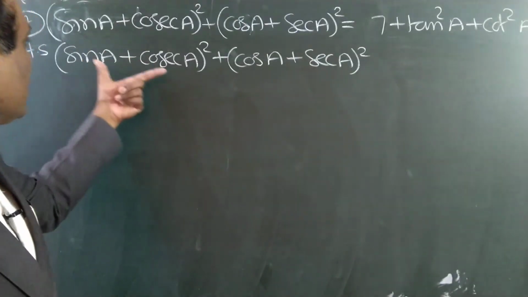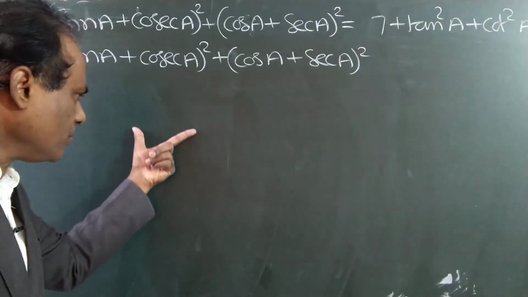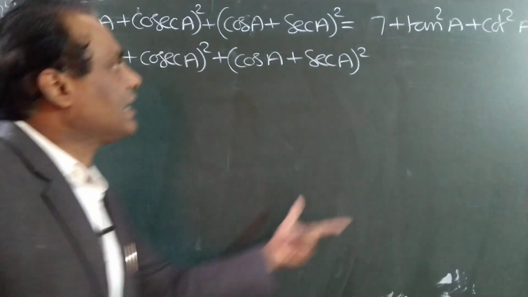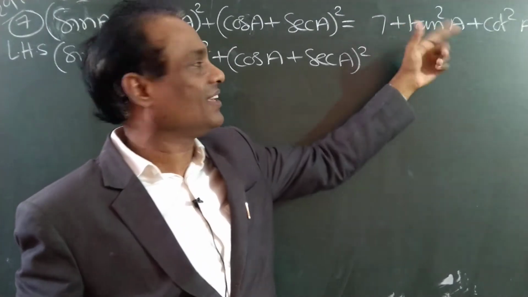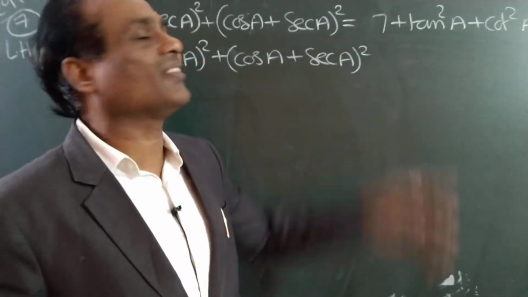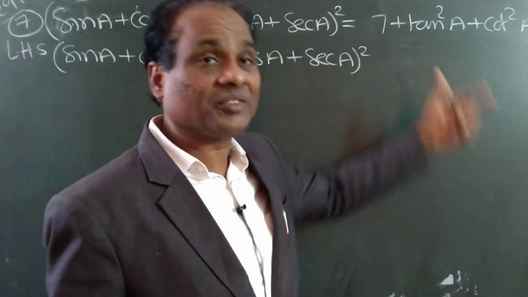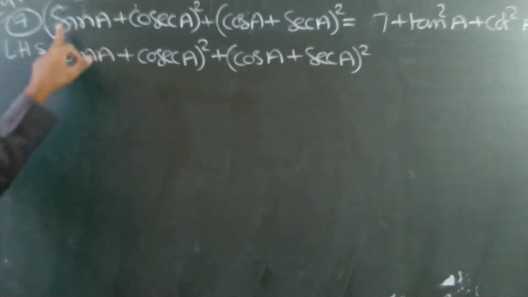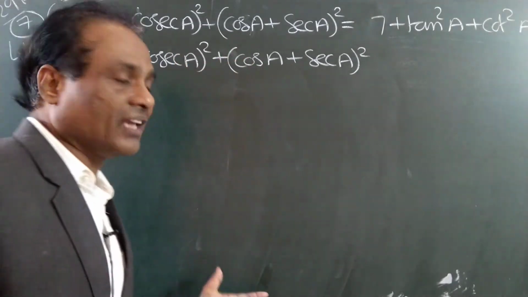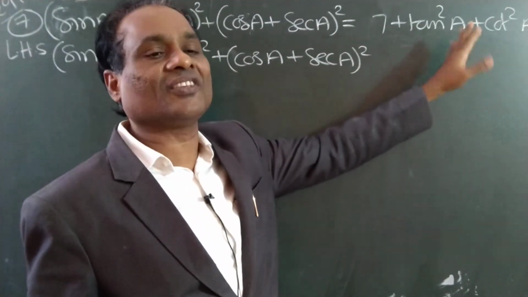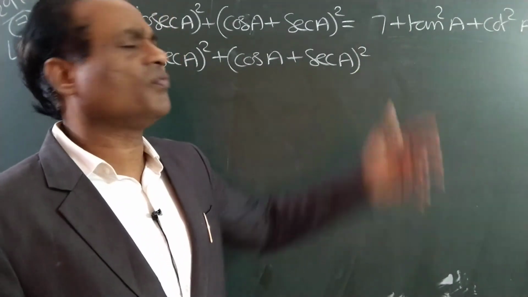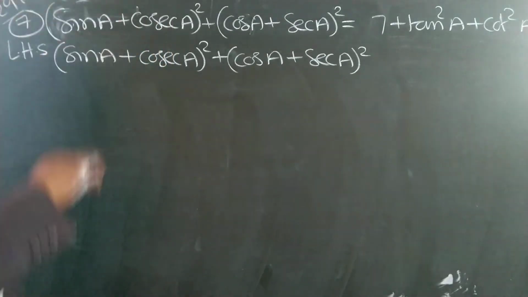I am taking this and I will simplify it, and I will get this proof. This is the answer that we have to get. I took the left hand side, and after simplification I have to get this right hand side, which is the answer required form. Don't write. See here.